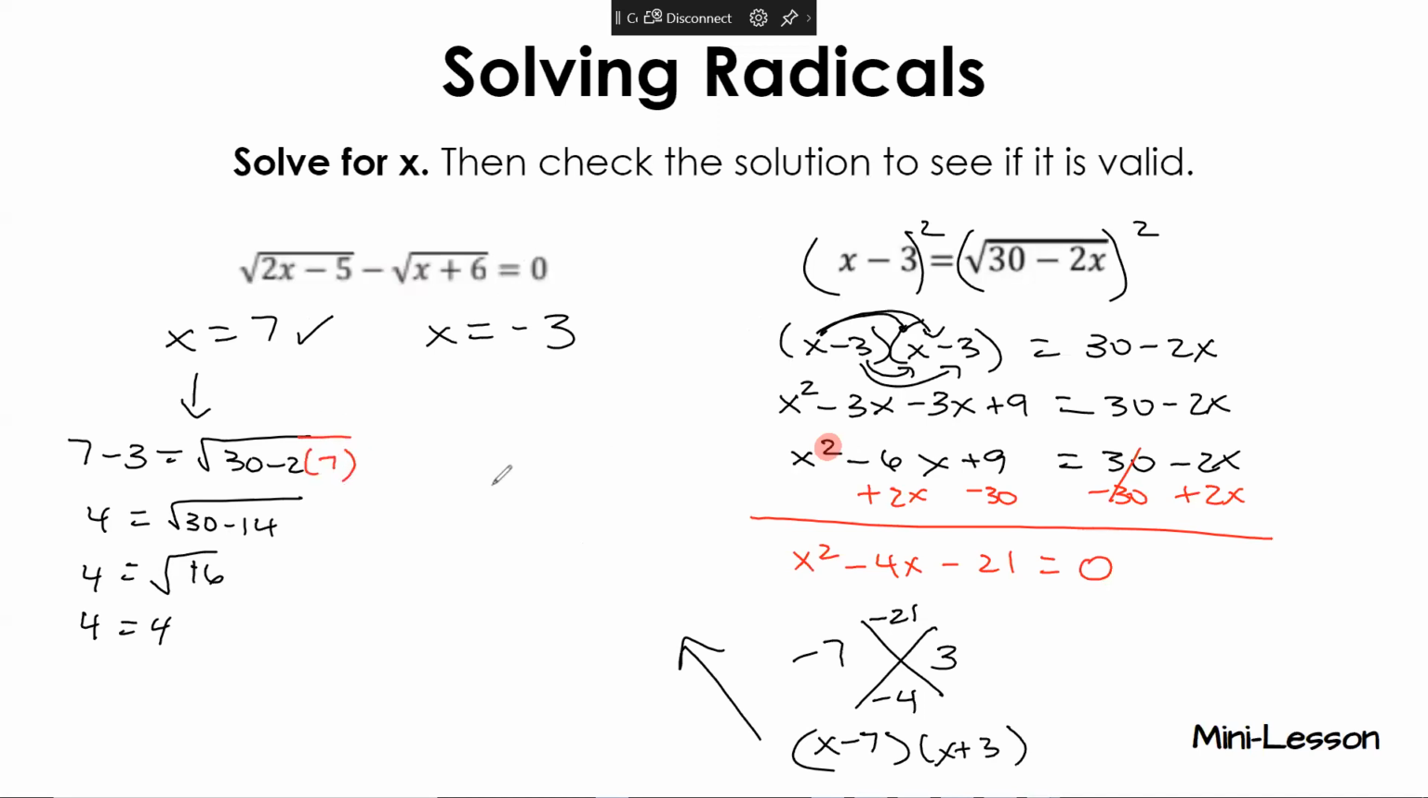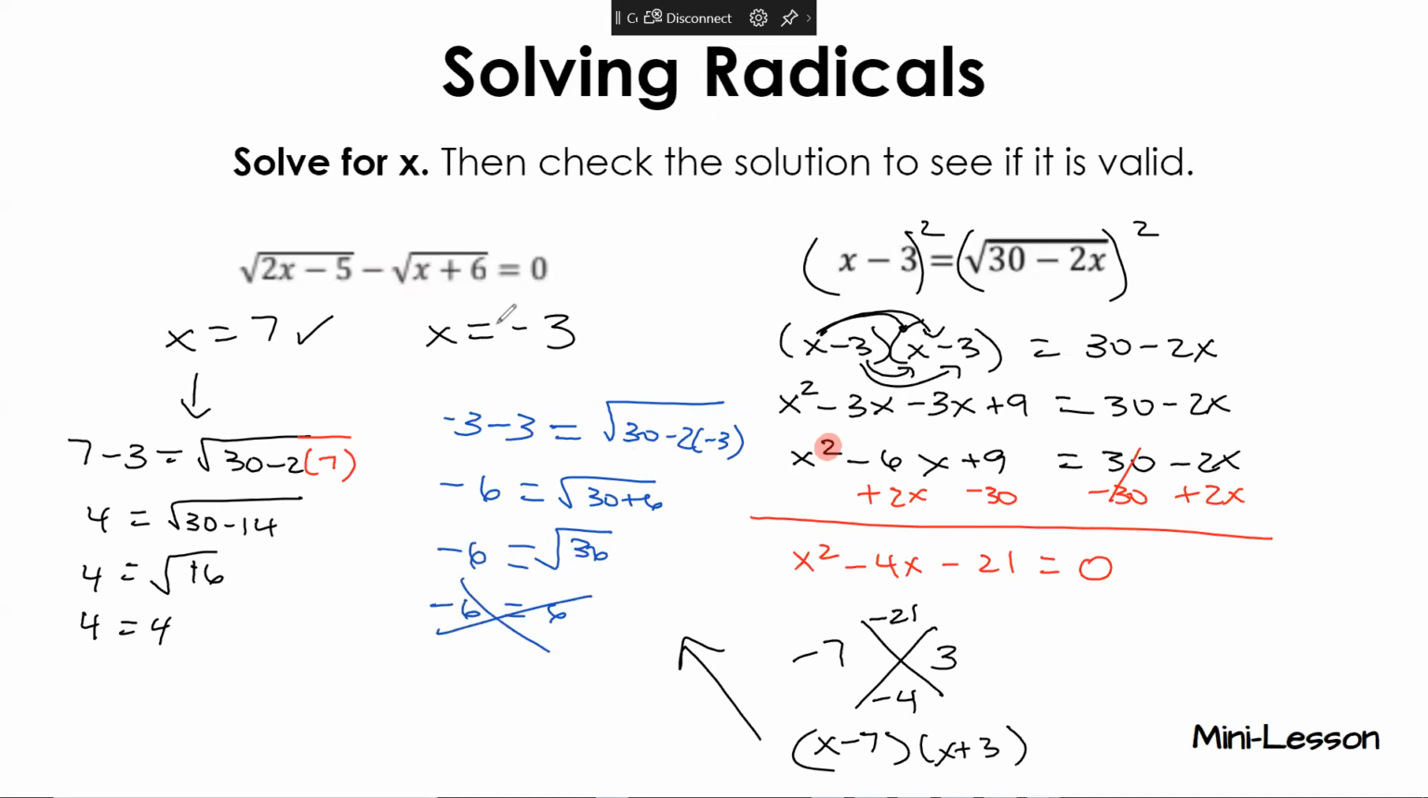Okay, we're going to plug in negative 3 this time. When we plug it in, we're going to get negative 3 minus 3 is negative 6. Square root of 30 plus 6. 30 plus 6 is 36. What's the square root of 36? Is 6 equal to negative 6? No, does not work. Your only answer would be X equals 7. It is an extraneous solution.